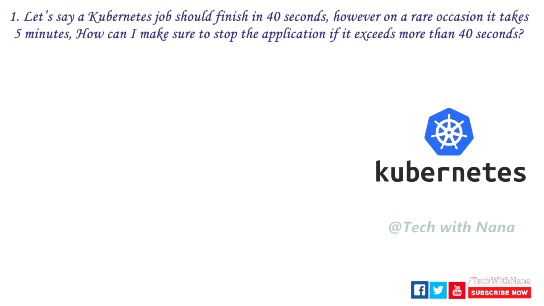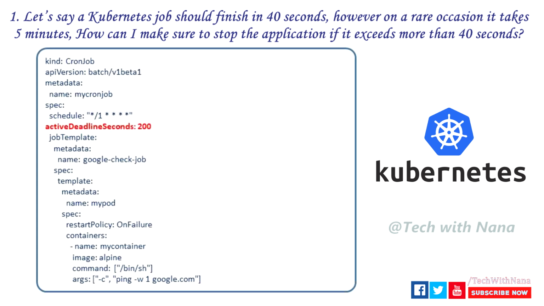Let's say a Kubernetes job should finish in 40 seconds. However, on a rare occasion it takes 5 minutes. How can I make sure to stop the application if it exceeds more than 40 seconds? When we create a job spec, we can give the activeDeadlineSeconds flag to the command. This flag relates to the duration of the job. Once the job reaches the threshold specified by the flag, the job will be terminated.